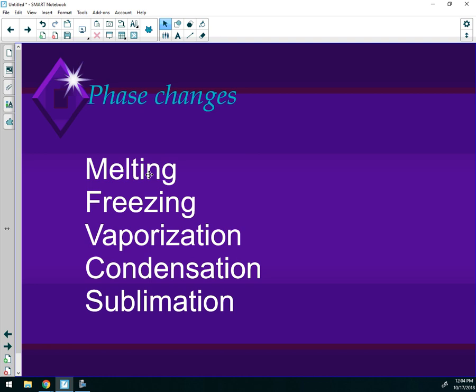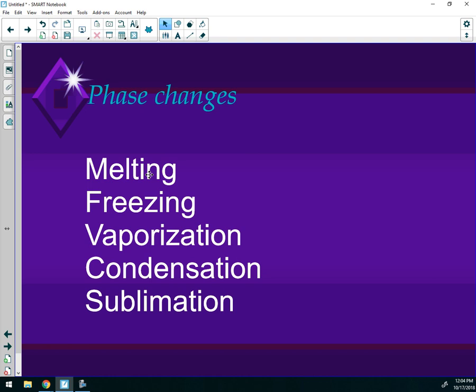So what is melting? Melting is when you go from what? Solid to liquid. So you need to write in your notes that melting is solid to liquid. What is freezing? Freezing is liquid to solid. So you need to write in your notes that freezing is from liquid to solid. How about vaporization? Liquid to gas. We also a lot of times use the term evaporation, and evaporation is specific to water, but vaporization is just moving from liquid to gas.